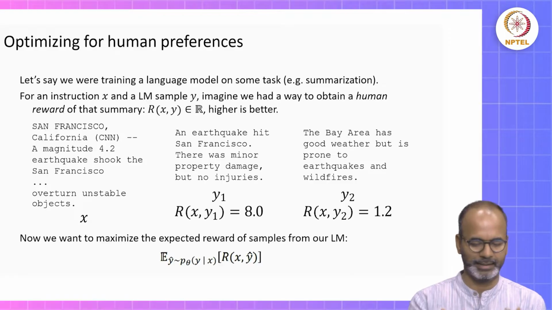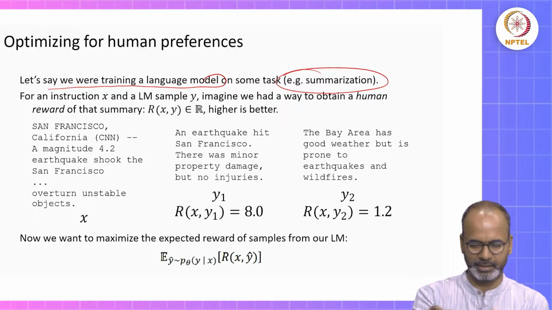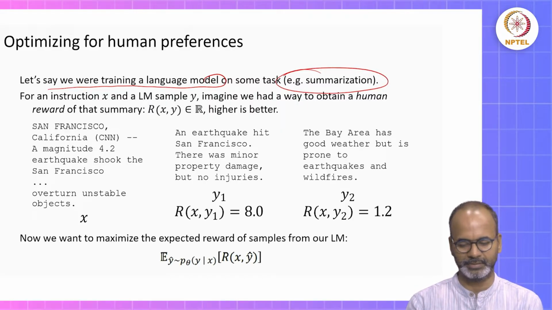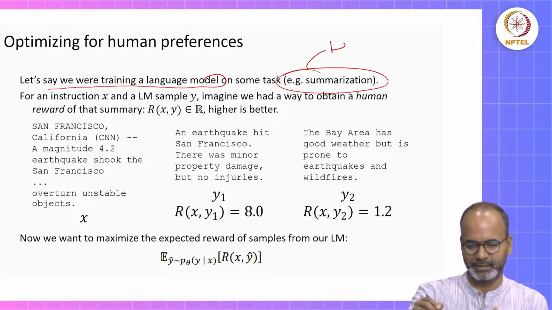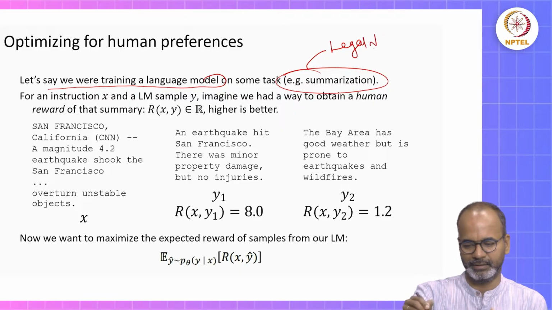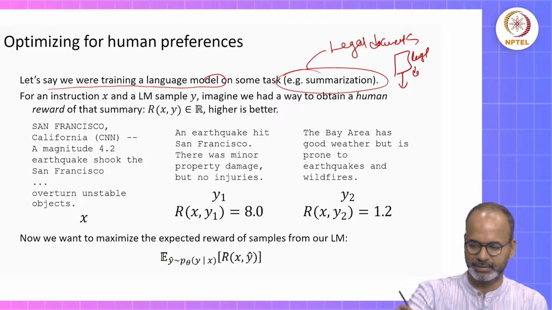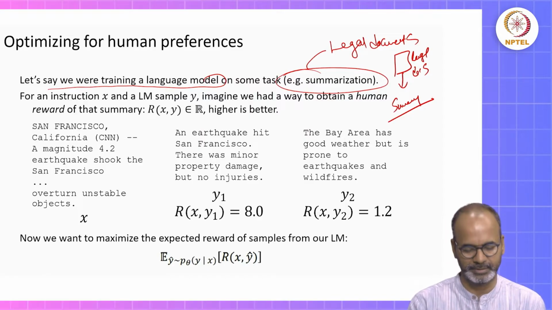So the goal is that we are going to train a language model with a particular task of summarization. Of course, summarization is one of the important aspects in many applications. For example, let's take legal documents. Given an input document, these are large documents, you want to get a summary. So that's the summarization task that we're talking about.